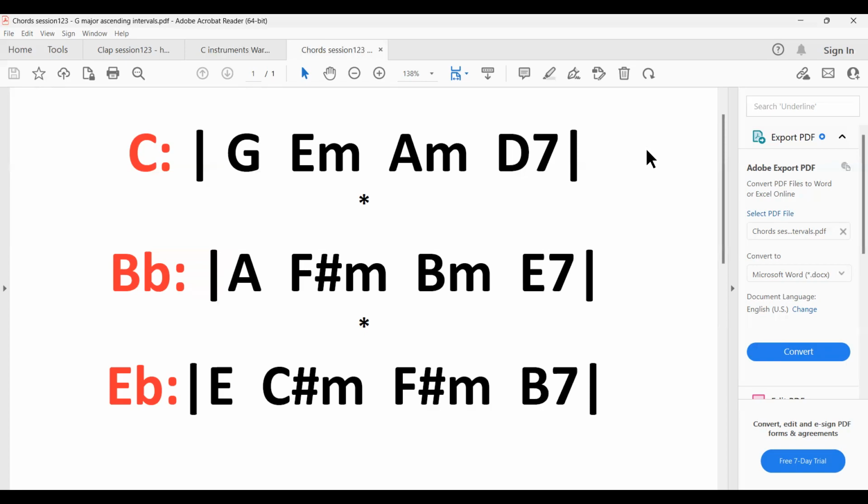One more time. Here we go. Finish on the tonic. And there we go, 1625.